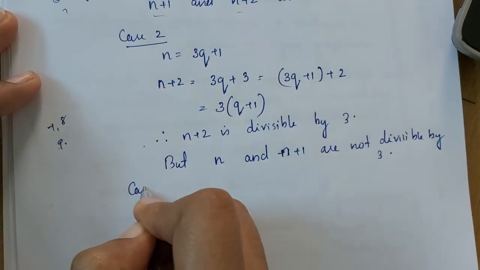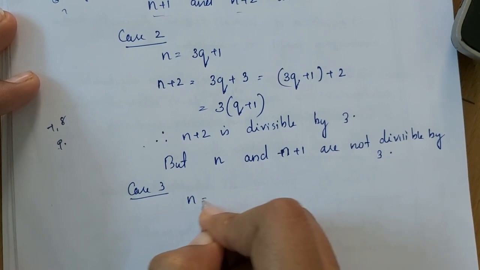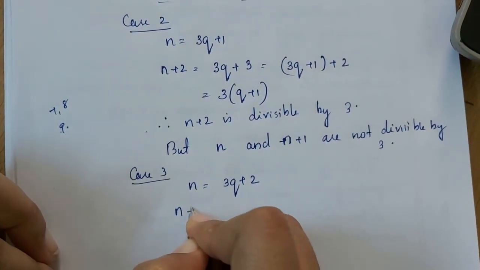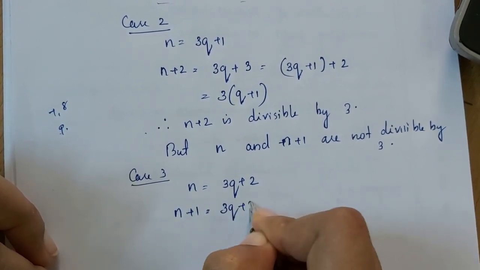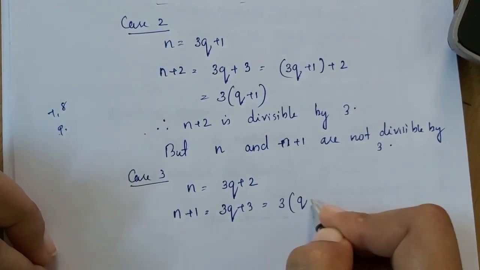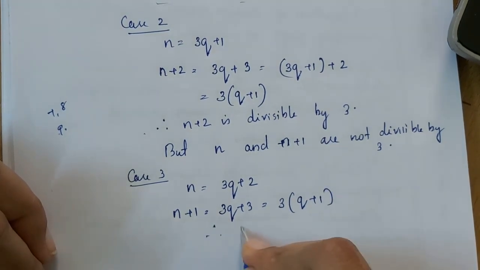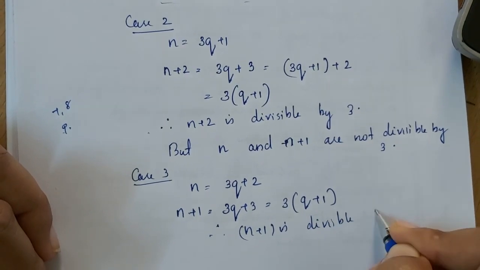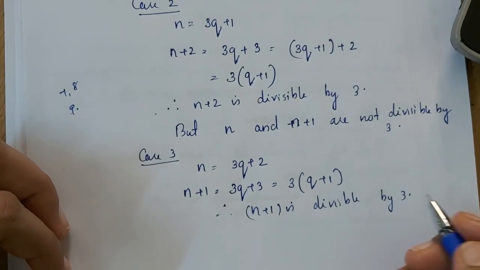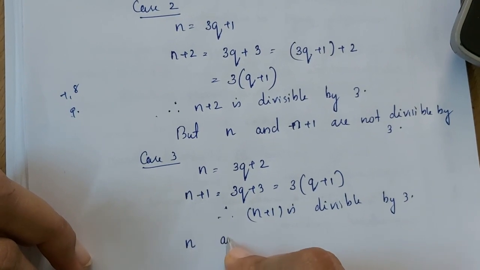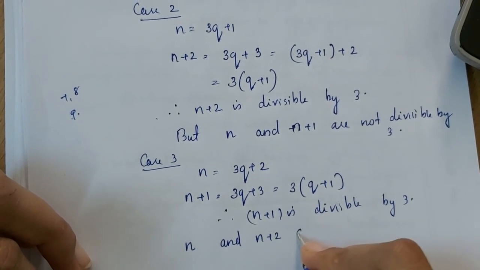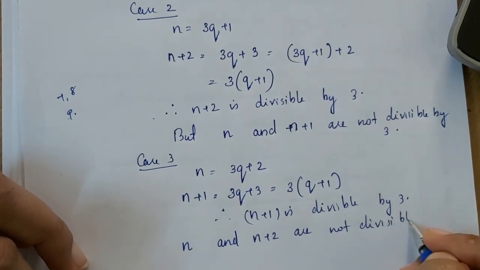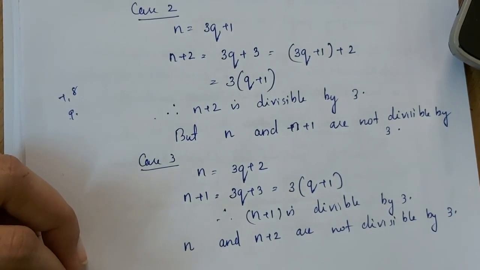And the last case, case 3, n is equal to 3q plus 2. Then n plus 1 is equal to 3q plus 3. Again, we can represent it as 3 into q plus 1. Therefore, n plus 1 is divisible by 3. And if n plus 1 is divisible by 3, n and n plus 2 are not divisible by 3.